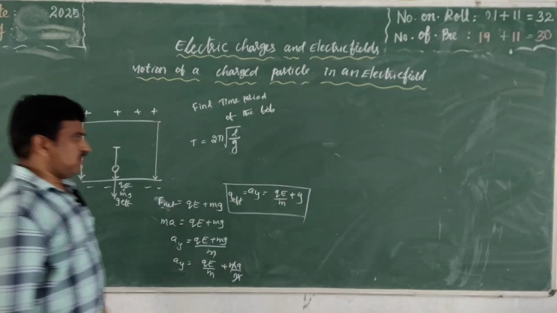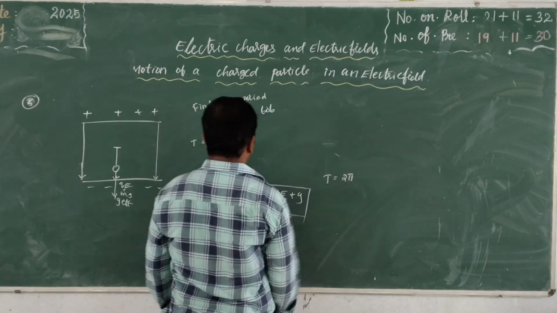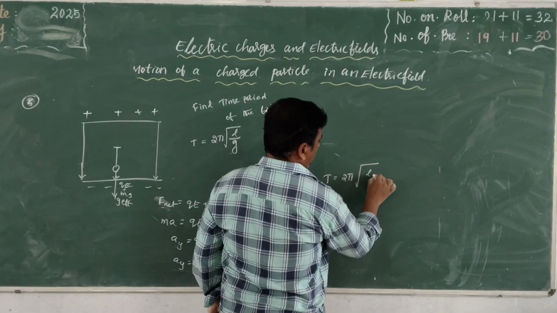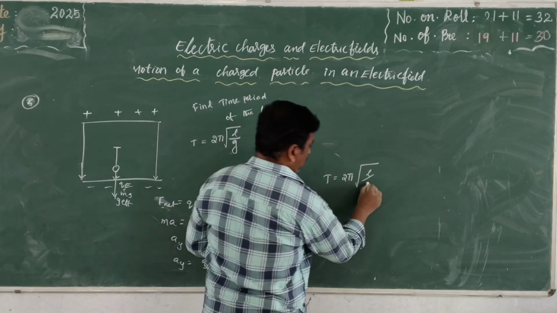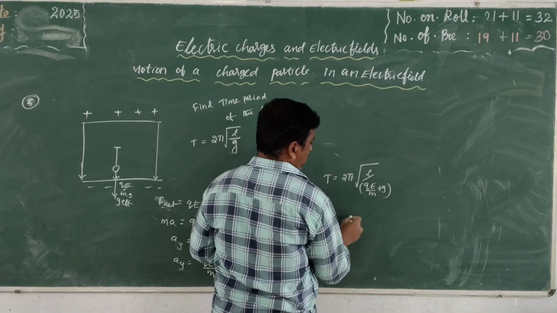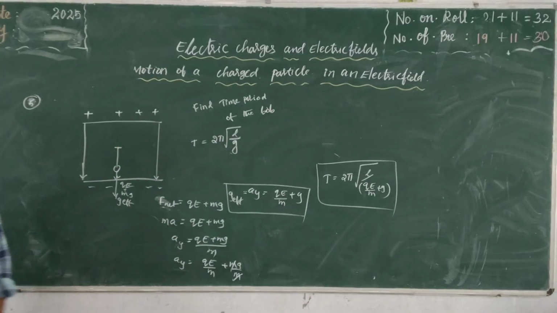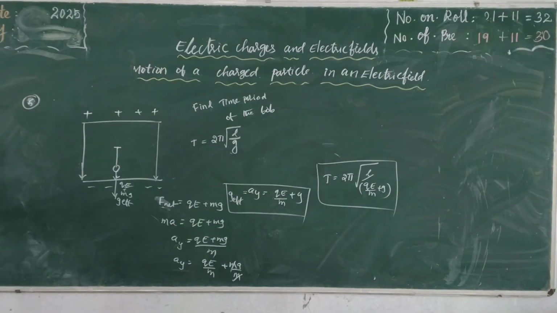Just we can substitute here. What is the time period? T equals 2 pi into root of L by g, where effective g means qE by m plus g. This is the time period of the bob when it is placed in the uniform electric field. See next.